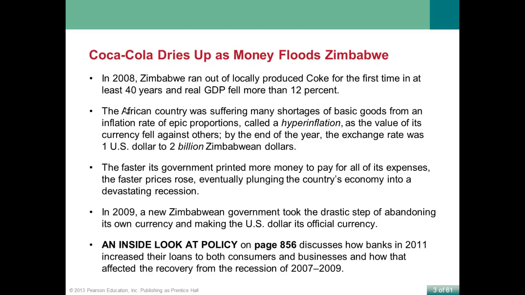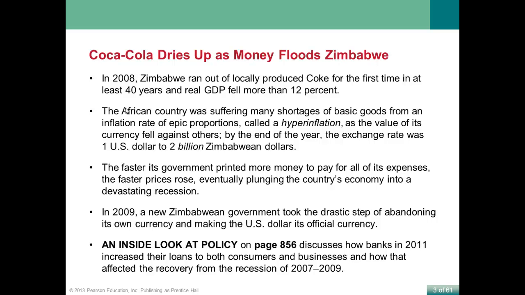In 2008, Zimbabwe ran out of the locally produced Coke for the first time in at least 40 years. Real GDP fell more than 12%. African countries were suffering many shortages of basic food goods from an inflation rate of epic proportions, which is called hyperinflation. As the value of its currency fell against others, by the end of the year the exchange rate was $1 to 2 billion Zimbabwean dollars.